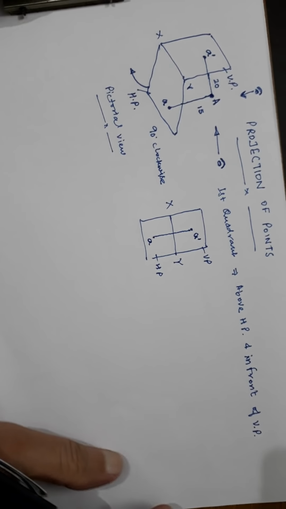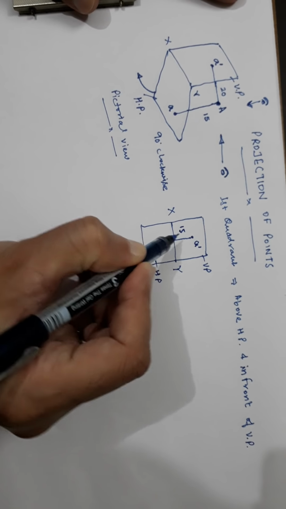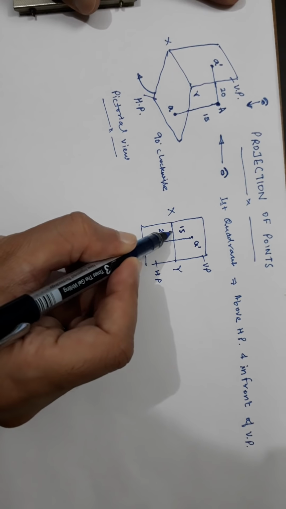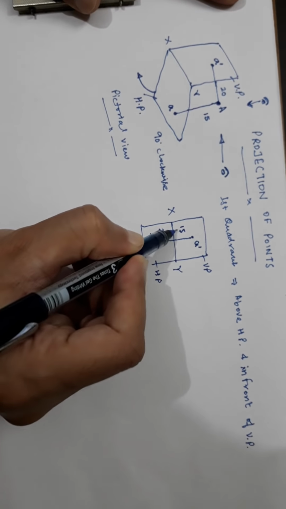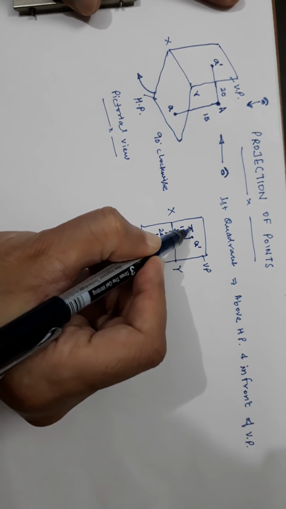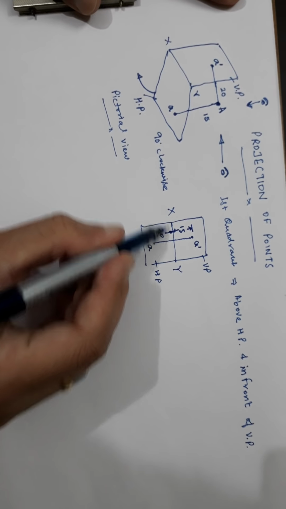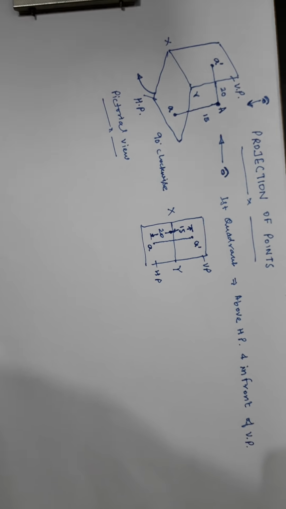So you can see this is 15 mm. This is 20 mm. I will do the dimensioning as well. This is 20 mm. This is 15 mm. This is 20 mm. So this is how you can represent it in two dimensions. Now you want to draw this on your sheet.